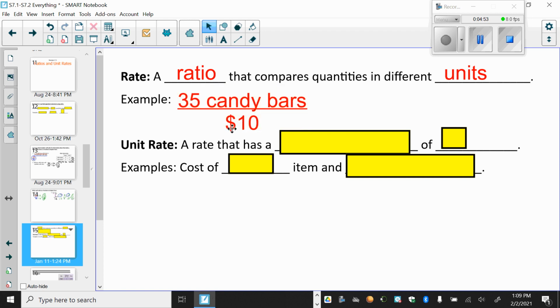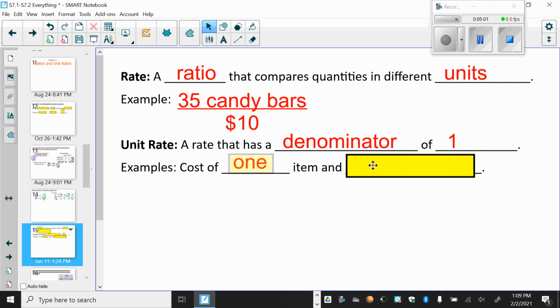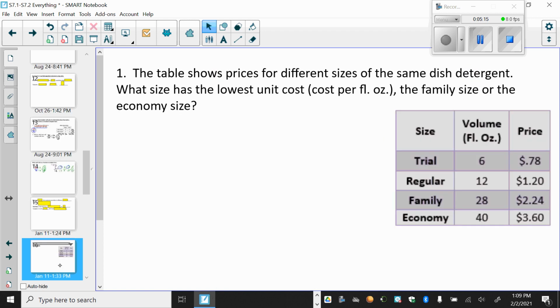Unit rate is a rate that has a denominator of 1. So the example, cost of one item or our speed limit. That's per hour, 1 hour on the bottom. It gives us an easier way to identify it, right? So if we did this one into a unit rate, it might be 3.5 candy bars per dollar, right? All right, so let's see what that means.